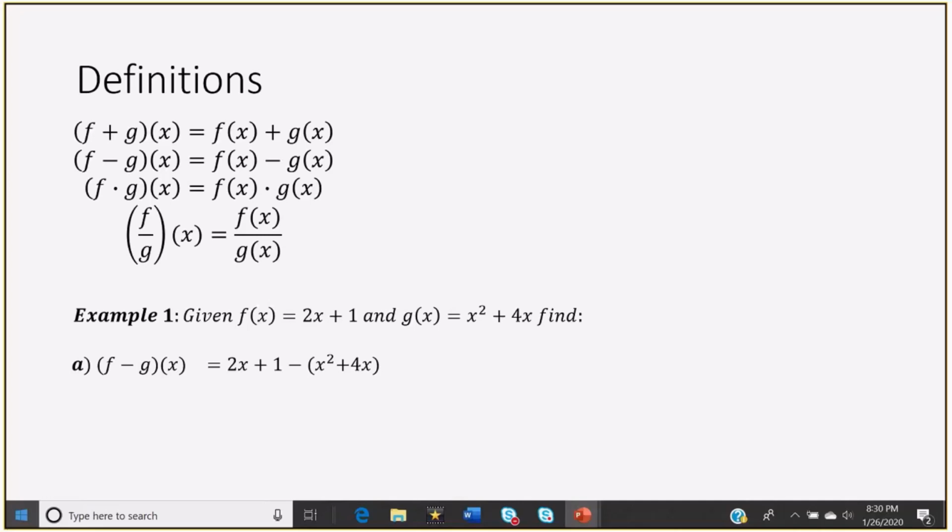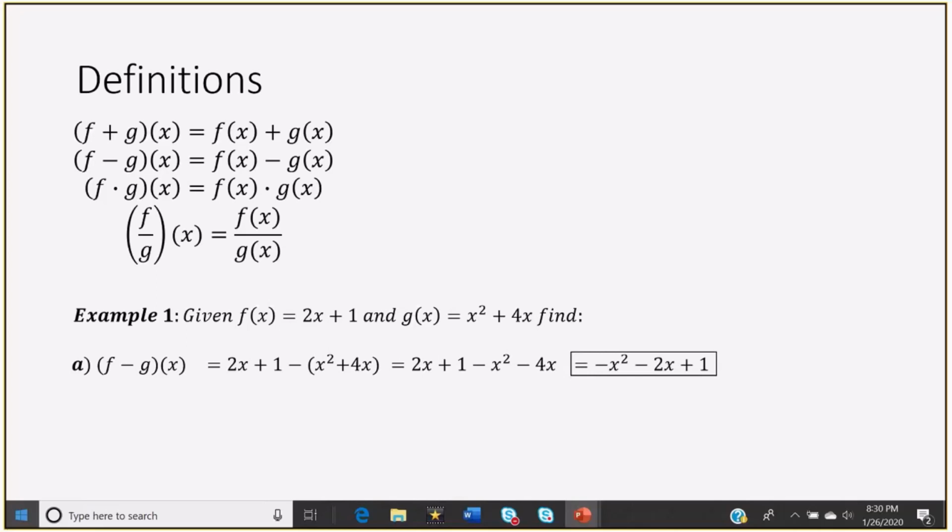And just like I mentioned in the last section, when you're subtracting, make sure you're putting your entire function in parentheses. Otherwise, you're probably not going to distribute the negative correctly. So that's what I did here. So my next step is to distribute that negative correctly. My x squared becomes negative x squared. My 4x becomes negative 4x. And then I just combine like terms. And that's my answer, negative x squared minus 2x plus 1.